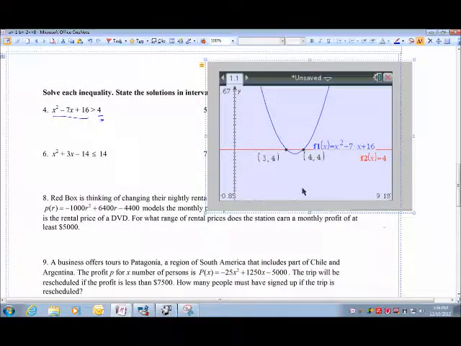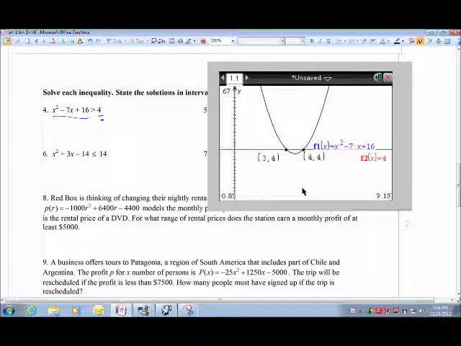Okay, so there's our graph for number 4, and we found our intersection points. Now, what I like to do is sketch this graph on this sheet of my paper. So the way I would have done it is I would have just drawn a little set of axes, and I would have drawn this right here. It doesn't even matter as long as you have a decent sketch. It doesn't need to be perfect.